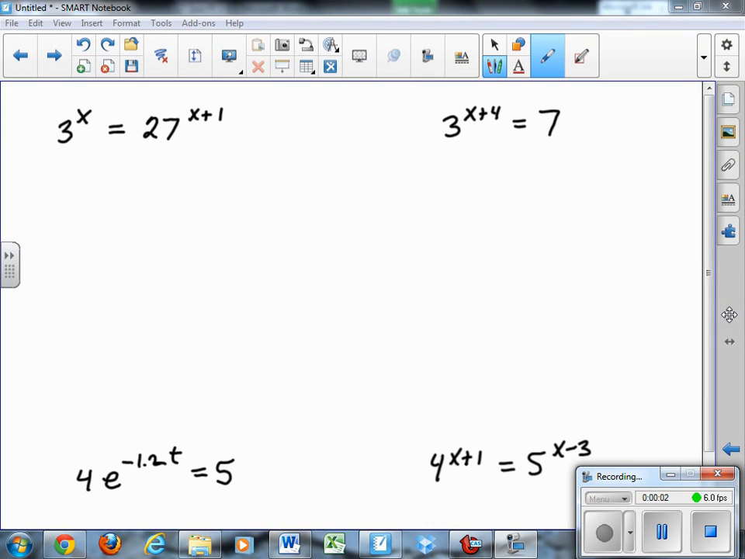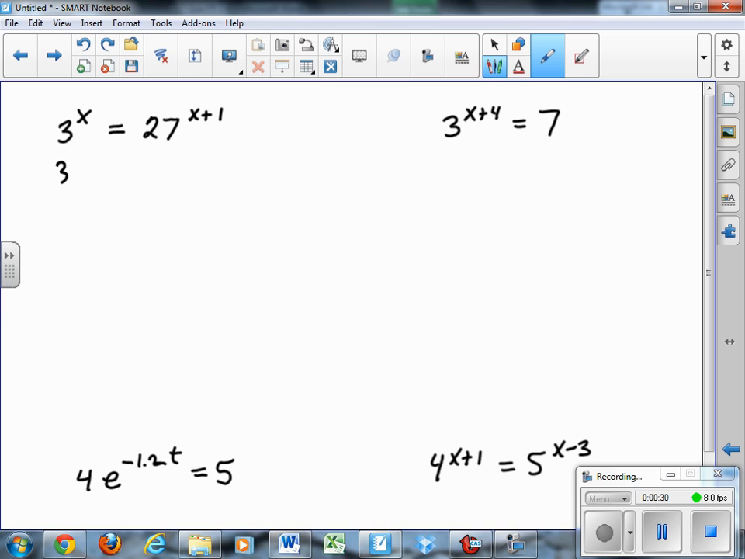In this video, we're going to look at how to solve exponential equations. So here's an example, 3 to the x equals 27 to the x plus 1. This is a type of problem where the bases are either the same or are both powers of the same number. So here we have 3 and 27. 27 can be rewritten as 3 cubed, so we could make these have the same base.